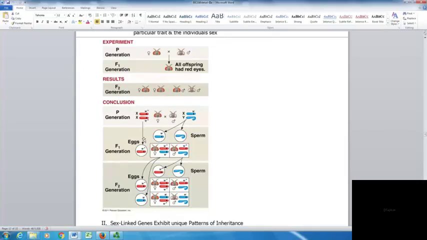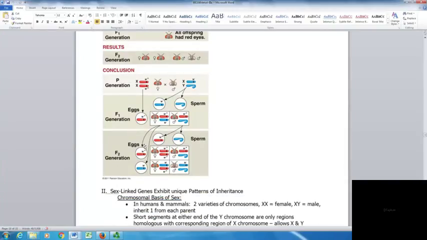So here you can see the eggs. You've got the gene for the red eyes, and then on the sperm, the gene for the white eyes in the F1 generation. When you looked at the F2 generation here, you had genes for white and red and white for the female, and then just red for the male, none on the Y chromosome.